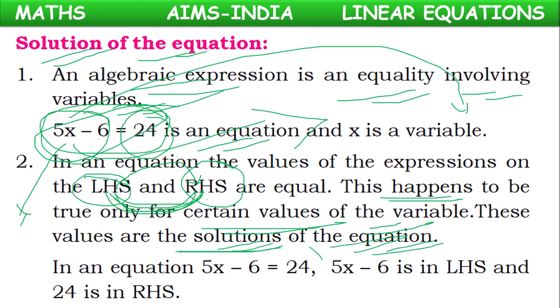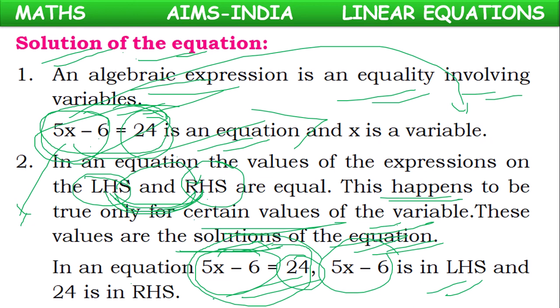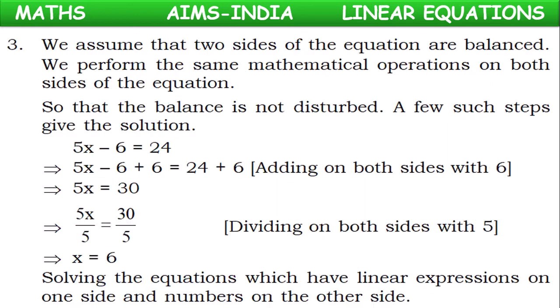Suppose in the equation 5x minus 6 equal 24, here 5x minus 6 is called LHS, 24 is called RHS. Here the two sides of the equation are balanced. LHS equal to RHS, that we have to assume, and we have to perform some mathematical operations so that the balance, the equality, does not get disturbed, and through that we have to find the solution.